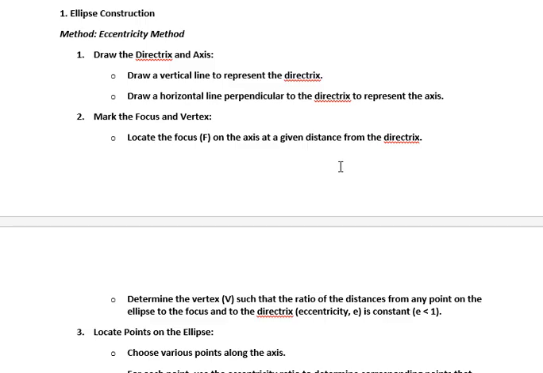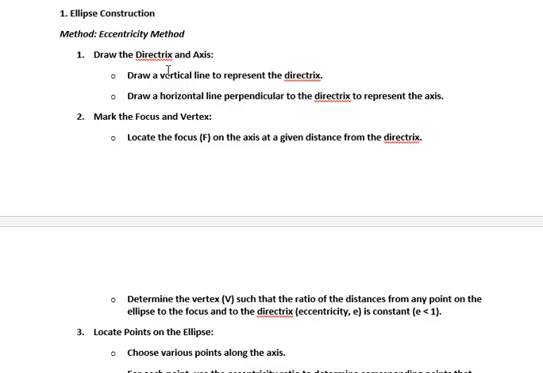Construction of ellipse. The following procedure we have to follow for construction of ellipse. Here the method followed is the eccentricity method. By following the eccentricity method, if one wants to construct an ellipse, the following procedure has to be followed.